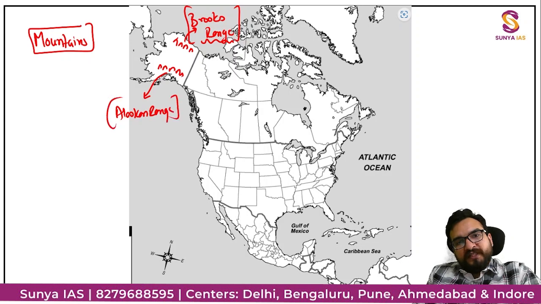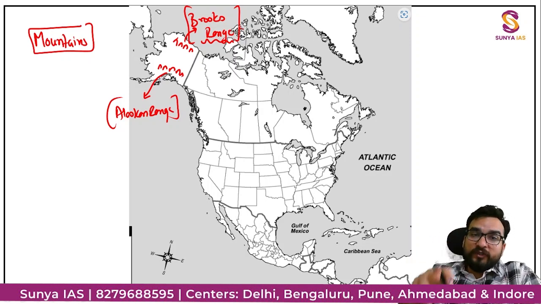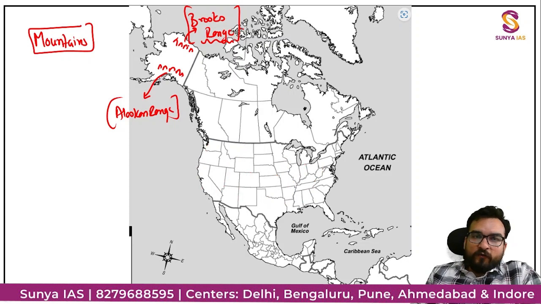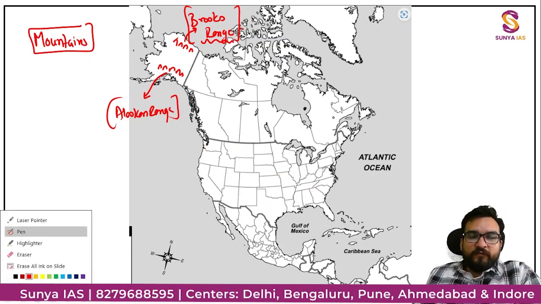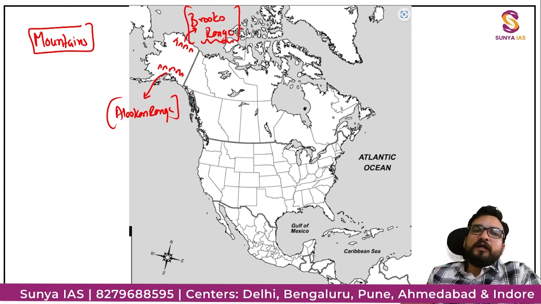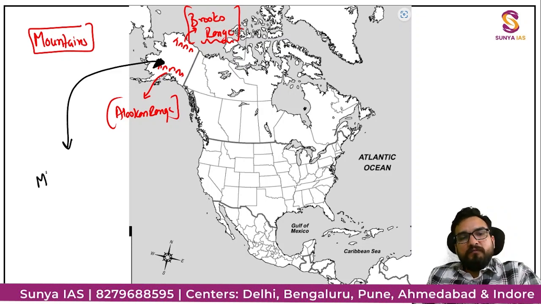Now, this Brooks Range is present in Canada. Is it right or not? This statement is wrong. It is part of the USA, because Alaska is part of the USA, guys, right? But this Brooks Range is not present in mainland USA. This is what is called mainland USA. Over here you will find the highest mountain peak of North America, in this particular area, and that peak is basically known as Mount McKinley.